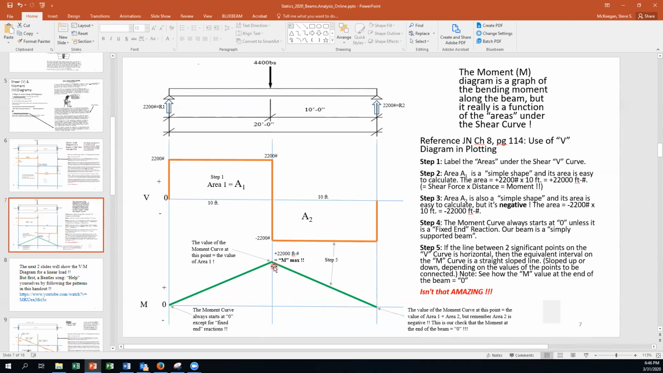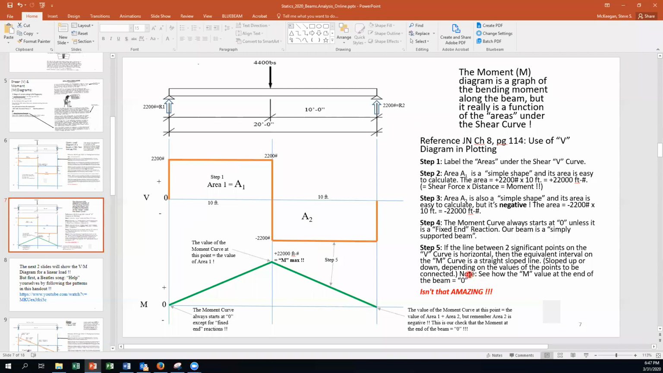So that moment curve wouldn't actually be a curved line. No, that's a good question. Because there's no beam weight, the shear curve is a flat straight line, right? And I think I put, look at step 5. If the line between 2 significant points on the shear curve, right? The V curve is the shear curve. If that line is horizontal, then the equivalent interval on the moment curve is a straight sloped line, sloped up or down depending on the value of the points to be connected. It's really like a parabola, okay?